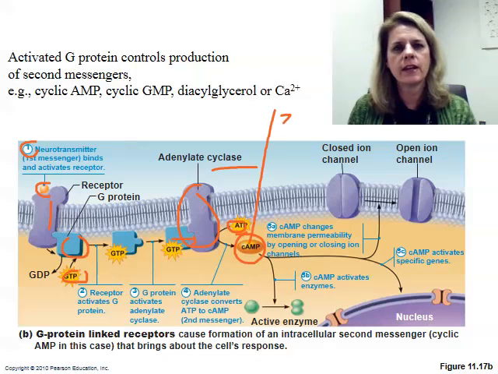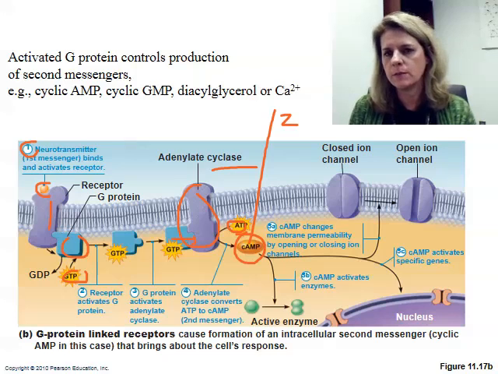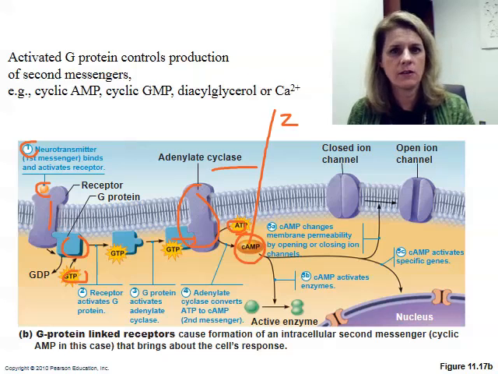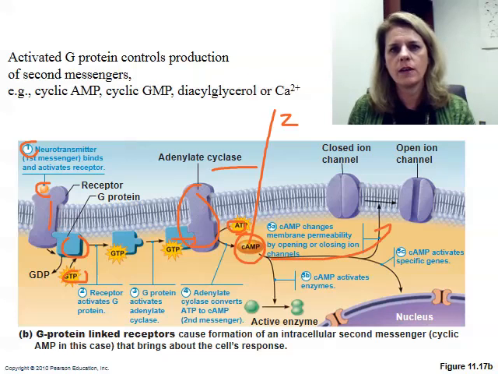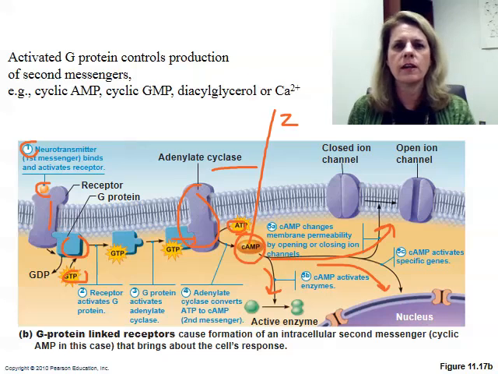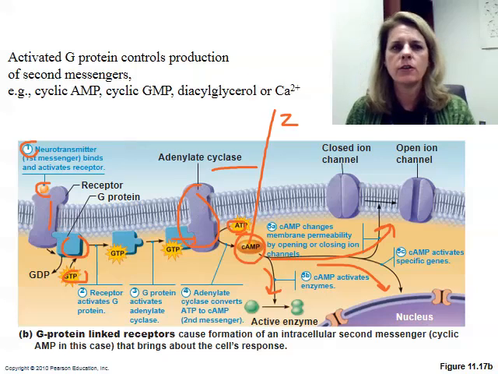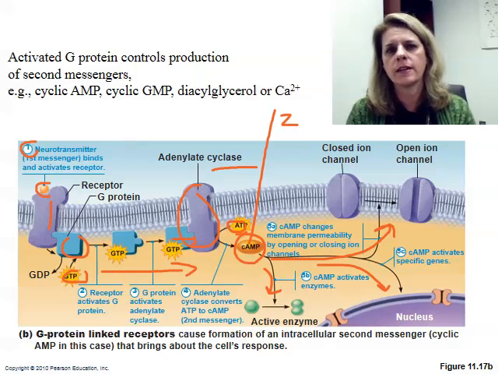This is your second messenger, okay? So this is what you want. You want your cyclic AMP to be formed. And the cyclic AMP, depending on the cell, depending on the neurotransmitter, depending on what the effect's going to be, can do several things. It can either open and close a channel, activate another enzyme, or it can work at the nuclear level and activate genes and cause protein synthesis. So you can see it takes a little bit longer for this to happen than in the direct action.